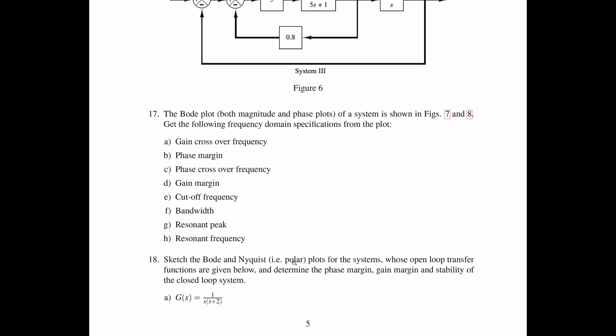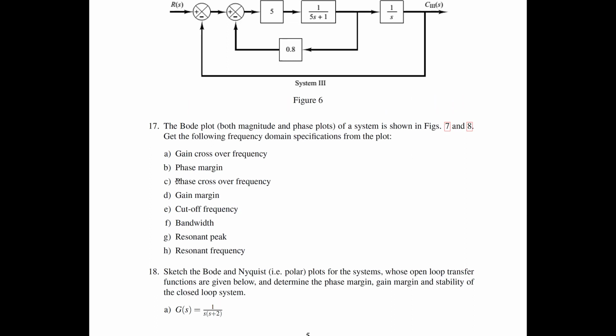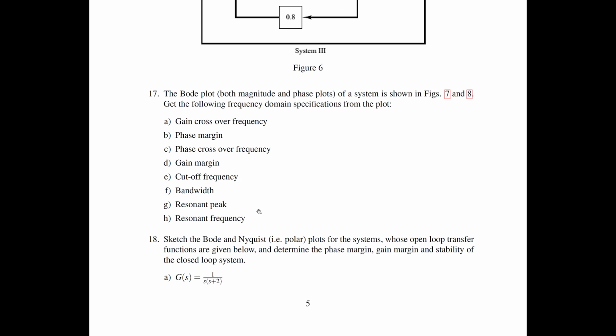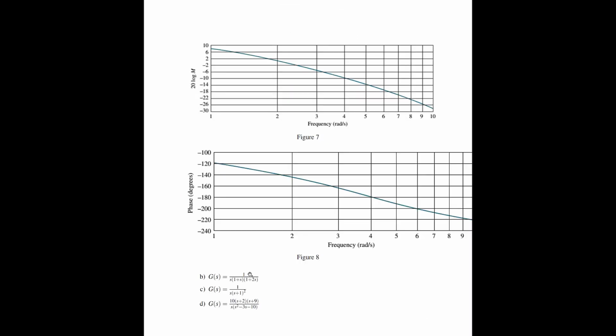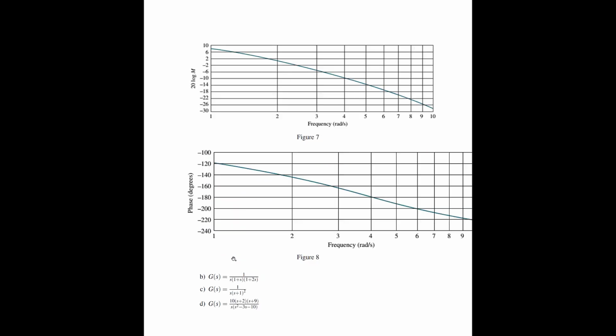Maybe I'll complete with explaining one more problem. Right. So 17th. The Bode plot is given. So this is the Bode plot. You have to find out some of these specifications: gain crossover frequency, phase margin, phase crossover frequency, gain margin, cutoff frequency, bandwidth, resonant peak and resonant frequency. Okay, so the first case is gain crossover frequency.